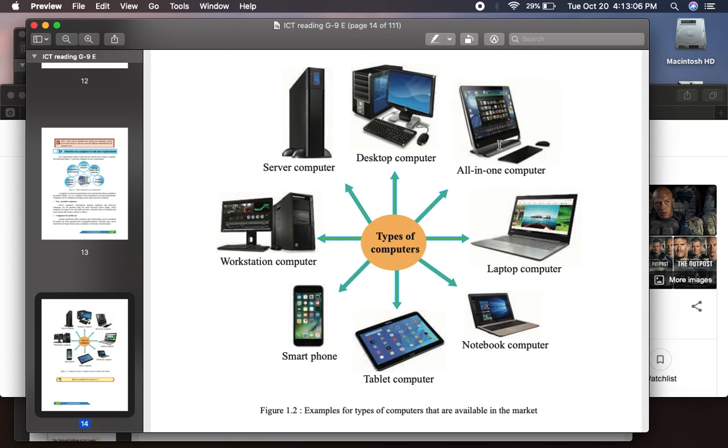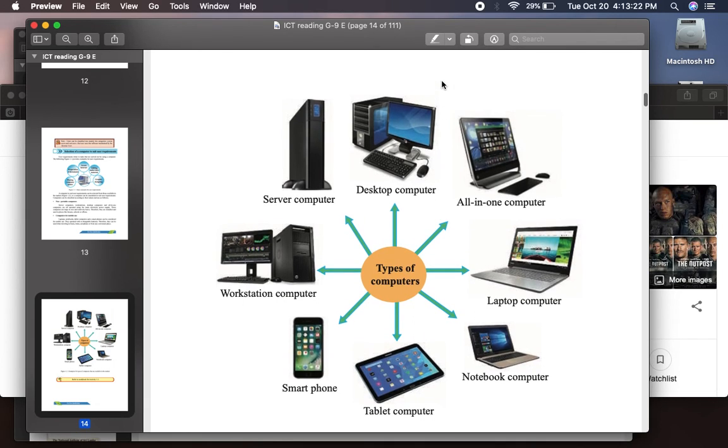Now these four are non-portable, like you can see that they're large and they have, if you take the desktop computer, there are so many items. The all-in-one computer again, large, and the workstation computer is also not portable.